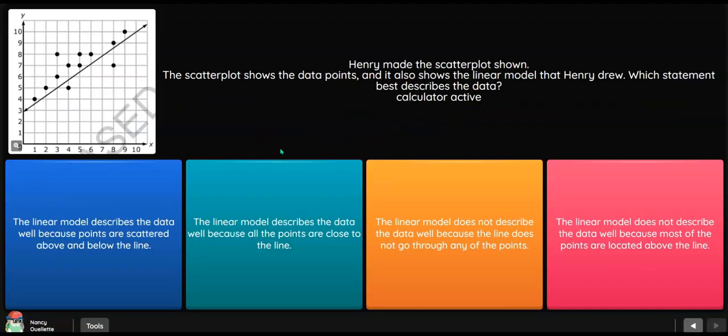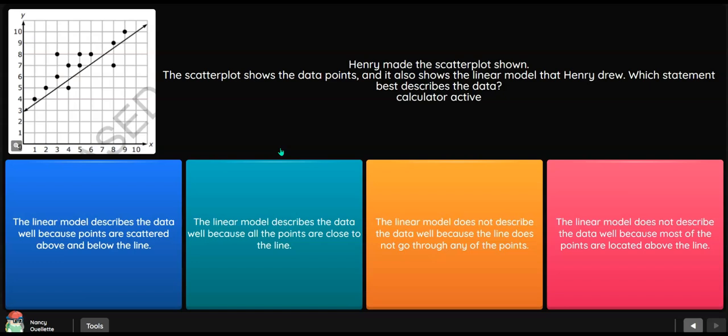Henry made the scatter plot shown. The scatter plot shows the data points, and it also shows the linear model that Henry drew. So you see the data points and you see the trend line here. Which statement best describes the data? And this is calculator active. So let's look at the choices.